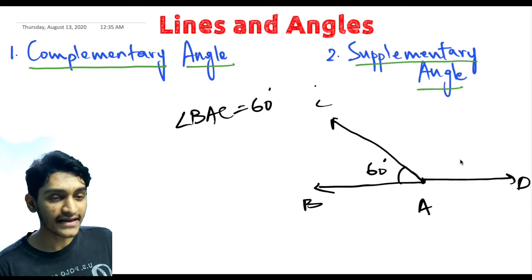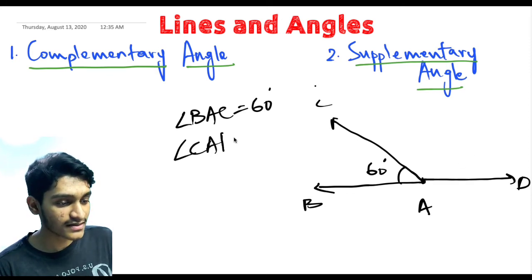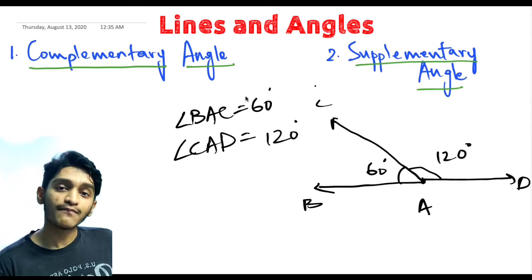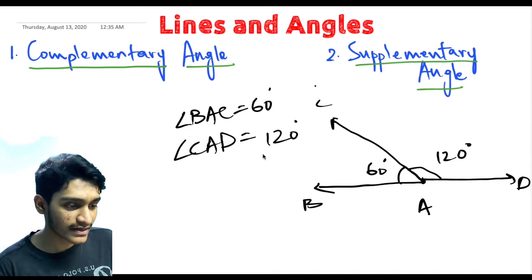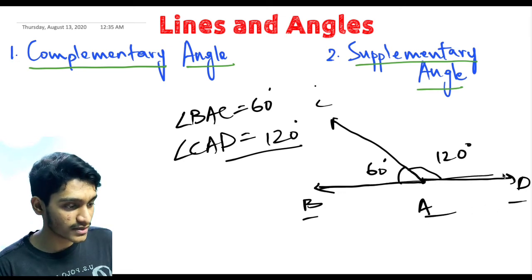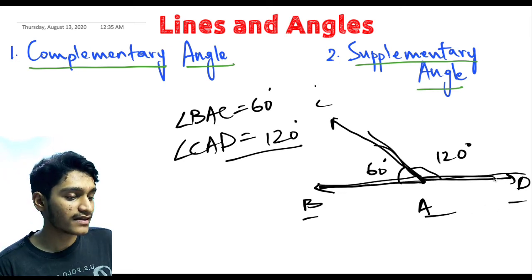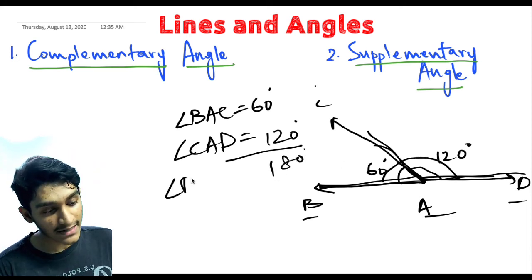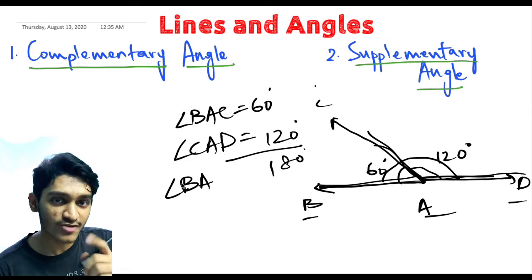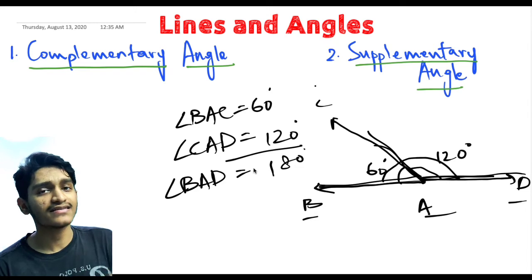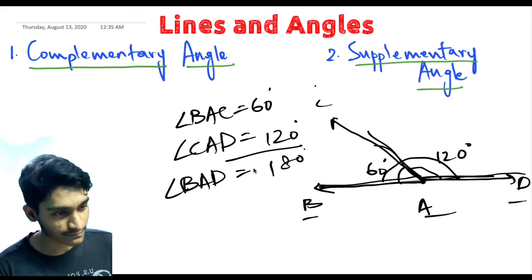Now my angle CAD, if you can clearly see, taking a protractor, can measure 120 degrees. Now if I add both of these angles, 60 degrees plus 120 degrees, in total my angle BAD, this straight line over here, I get a total angle of 180 degrees. So angle BAD, which is a straight angle, if you can remember the types of angles, is equal to 180 degrees. Hence angle BAC and angle CAD are supplementary angles to each other.